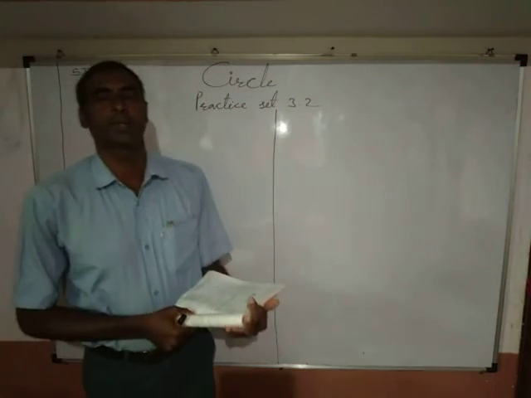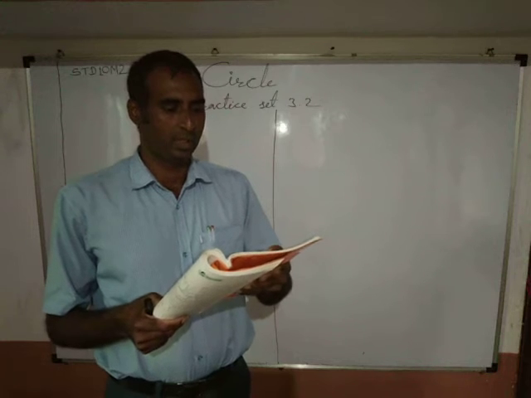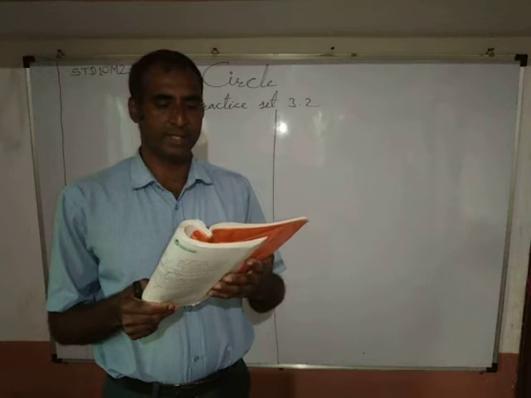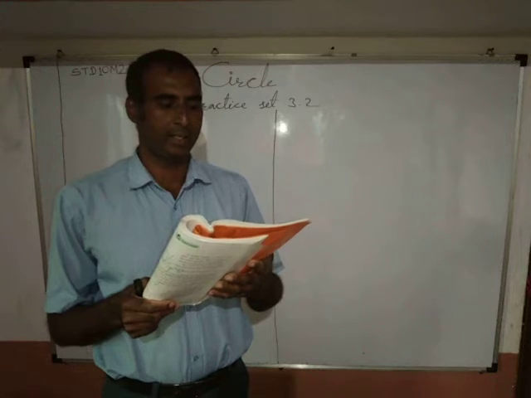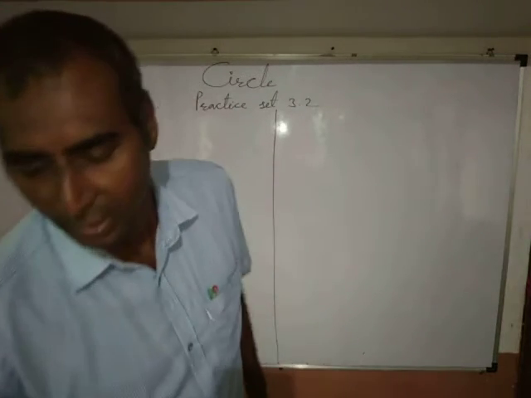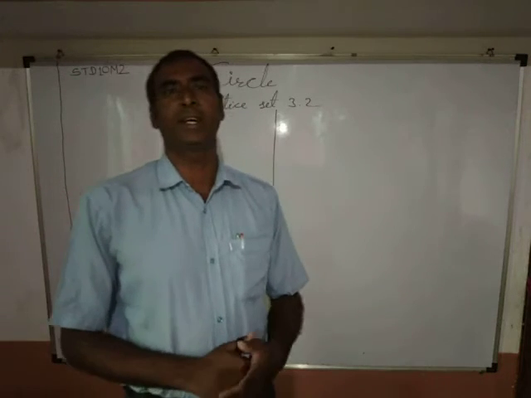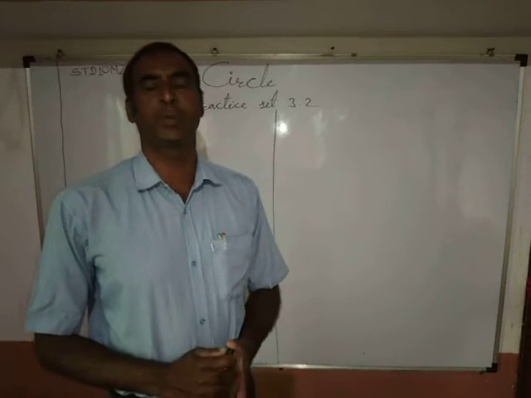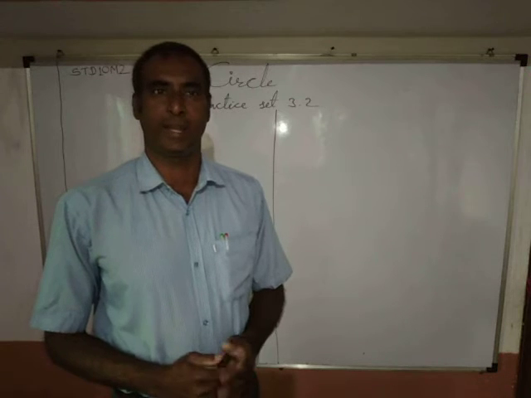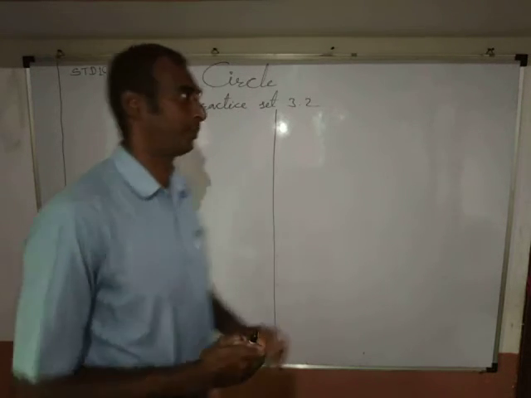Hello, let's solve practice set 3.2. Question first. Two circles having radii 3.5 cm and 4.8 cm touch each other internally. Find the distance between their centers. We learned if two circles touch each other internally, then the distance between their centers is equal to the difference of their radii. Using this property, we are going to solve this question.